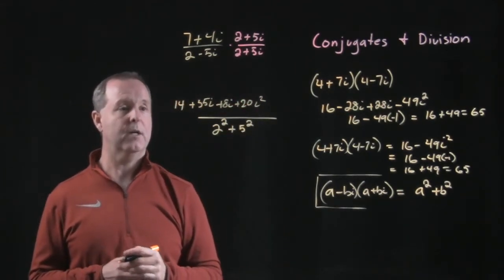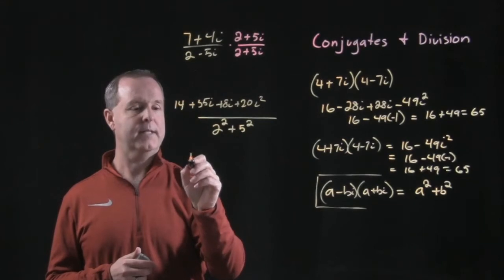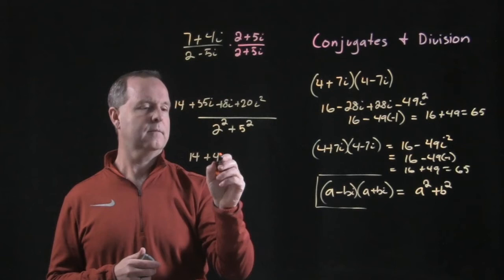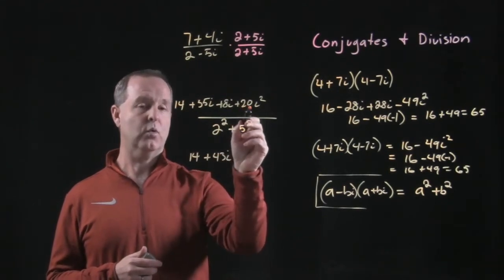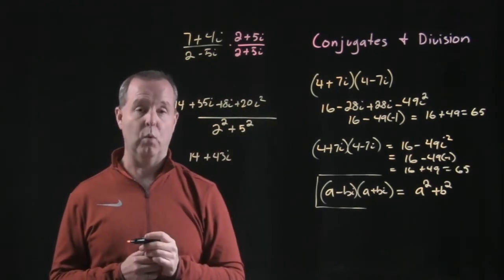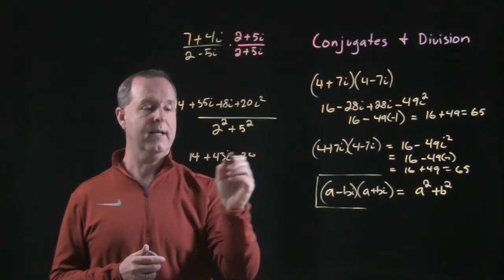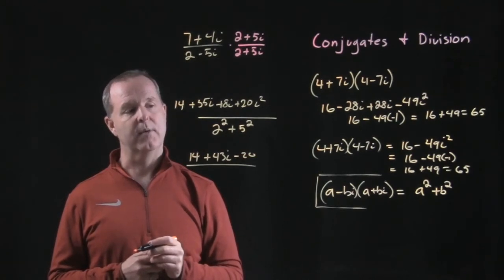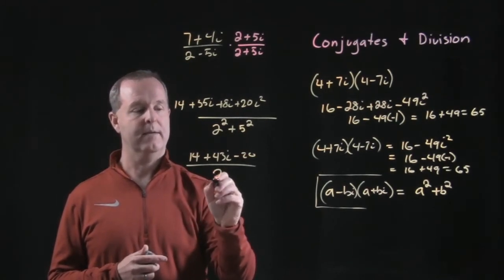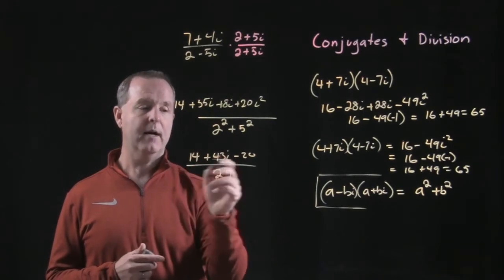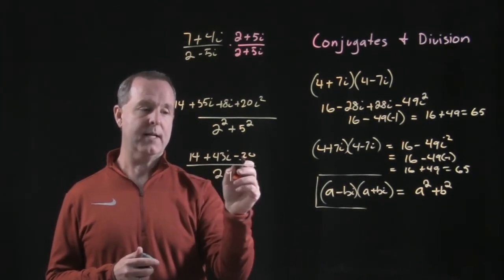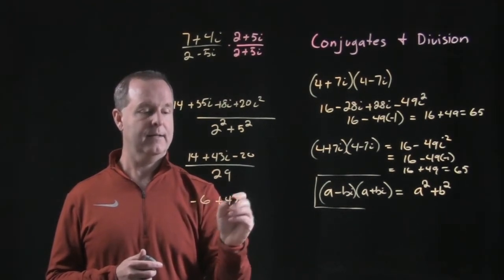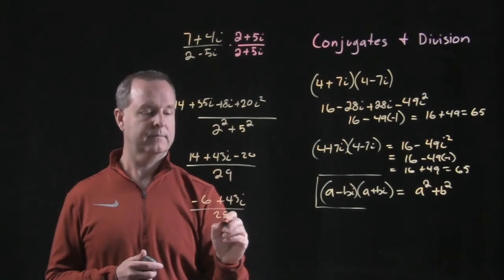Let's go ahead and collect and combine some like terms. So we have a 14. The middle terms become a 43i. The last one is 20 times a negative 1, so I'll make it a minus 20. The denominator, 2 squared plus 5 squared, which is 4 plus 25, gives me 29. And then from there, I can add the like terms. So I have 14 minus 20 gives me a negative 6 plus 43i, all over 29.